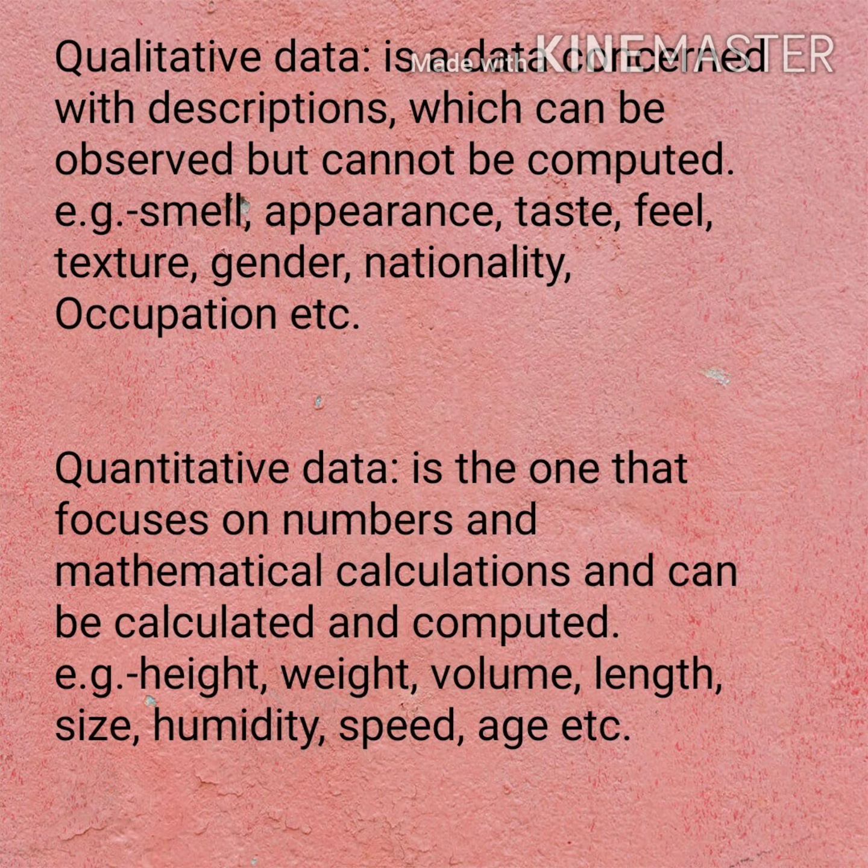Qualitative data is descriptive and it describes phenomena which can be observed but not measured, such as occupation, taste, texture, feel, gender, nationality, and appearance. On the other hand, quantitative data is measured in numbers. It focuses on numbers and mathematical calculations are possible. For example, the height, weight, volume, length, size, humidity, speed, age, etc.